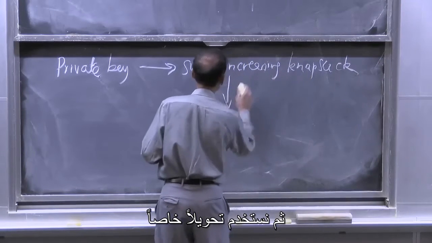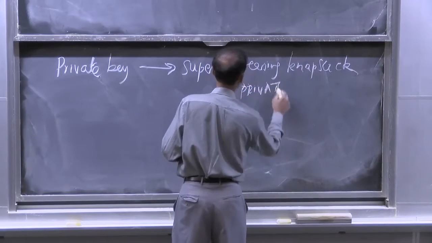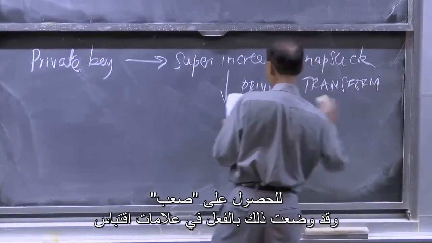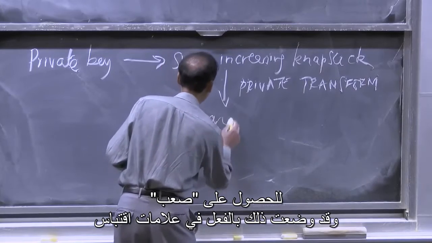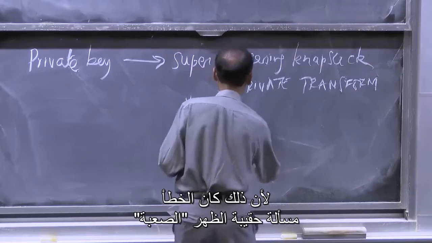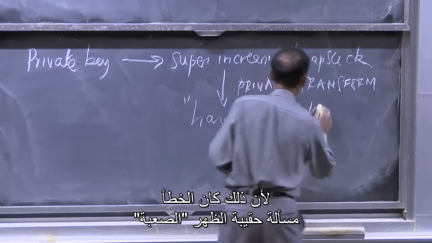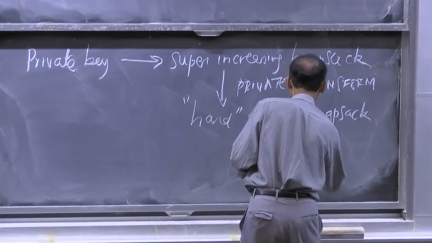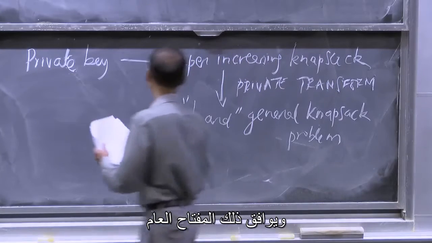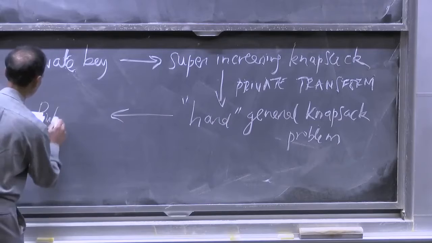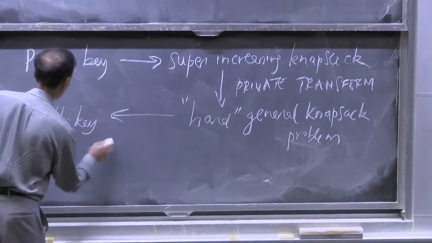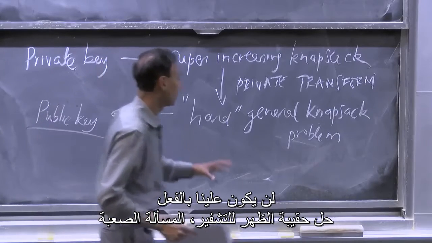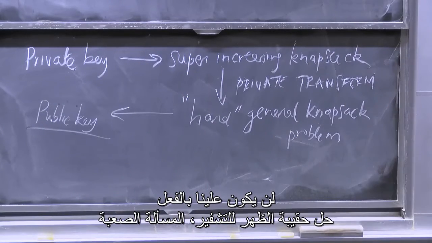And then you use a private transform in order to get a hard, and this is really, I put in quotes because this was the bug, hard knapsack problem. And this corresponded to the public key. Right. And so what you do is you won't actually have to solve knapsack for encryption, the hard problem.